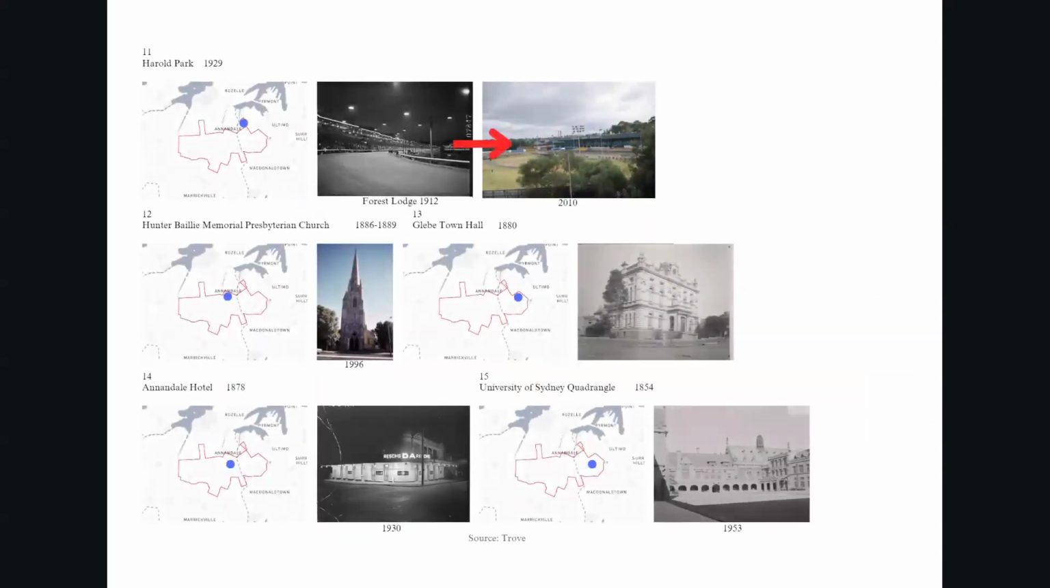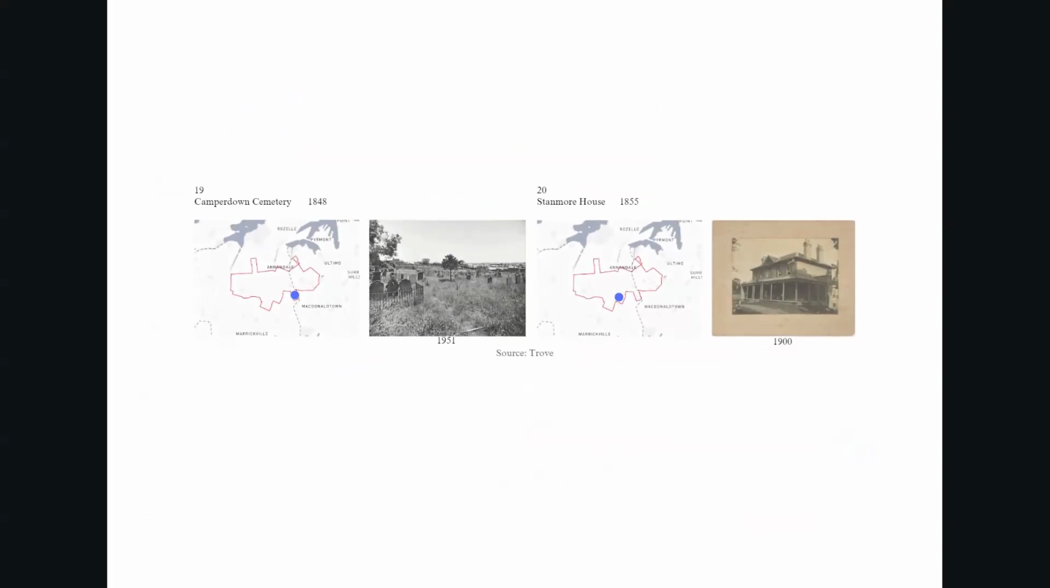In addition to this, there is Harold Park, Hunter Baillie Memorial Presbyterian Church, Glebe Town Hall, Annandale Hotel, and the University of Sydney Quadrangle. These historical buildings are located on the northeast side of Parramatta Road. The earliest of these dates back to 1854 and some are even commemorated on a national level. Finally, there's Camperdown Cemetery and Stanmore House. They are located south of Parramatta Road, and the earliest, Camperdown Cemetery, dates back to 1848.